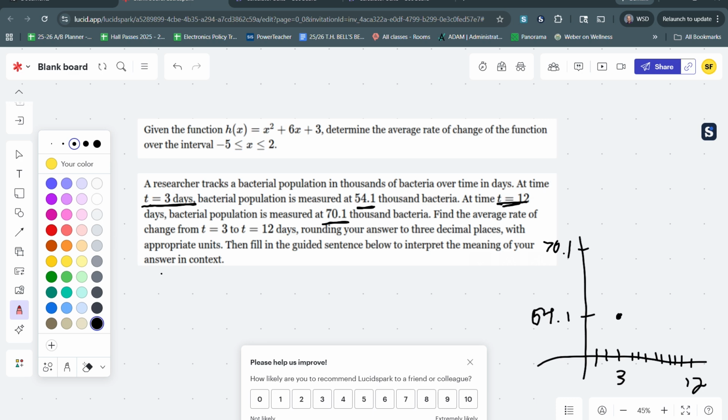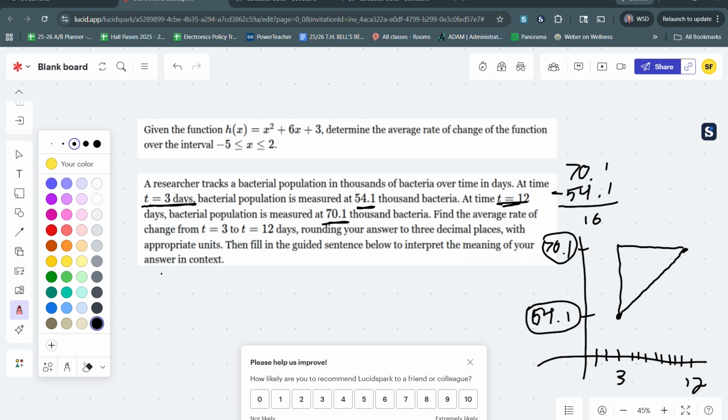So we started here, we ended here. Now I have no idea what happened in between here and there. It could have gone up, it could have gone down, it could have done all sorts of different things. But again, for our purposes, we're pretending it's an exact straight line. All we need to do is find our rise, find our run. And so we go from 54.1 to 70.1. We just do 70.1 minus 54.1. That gives us change or a rise of 16.